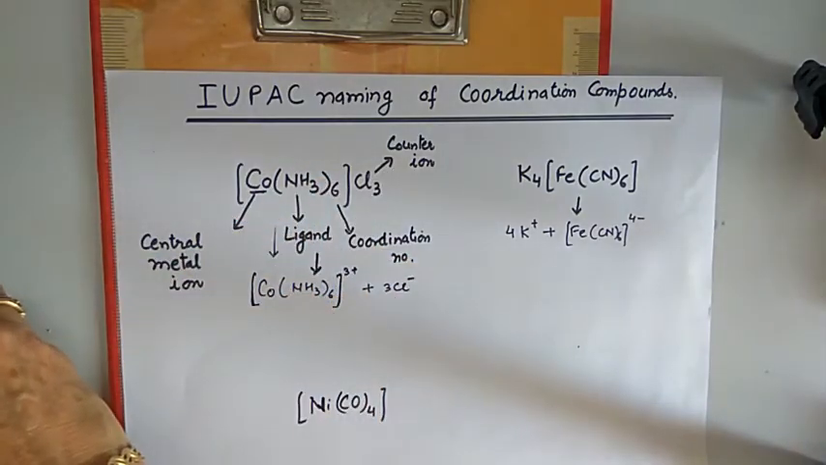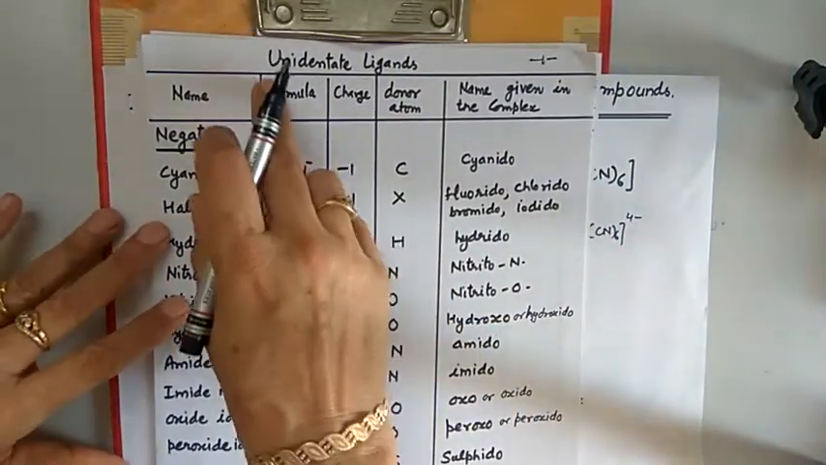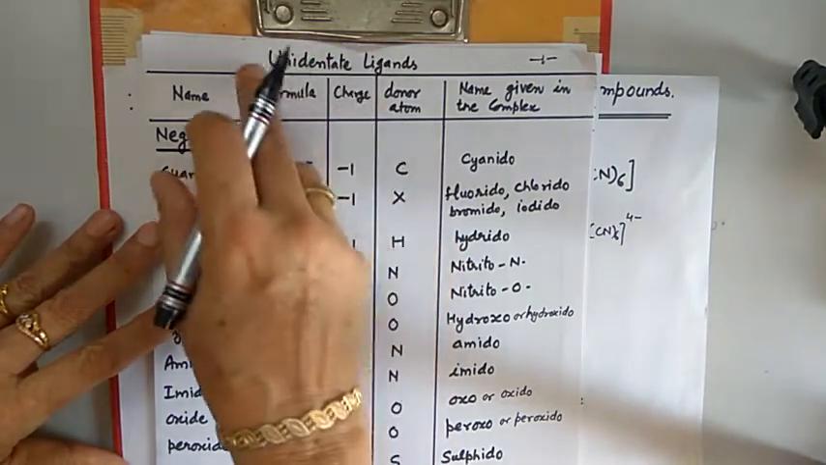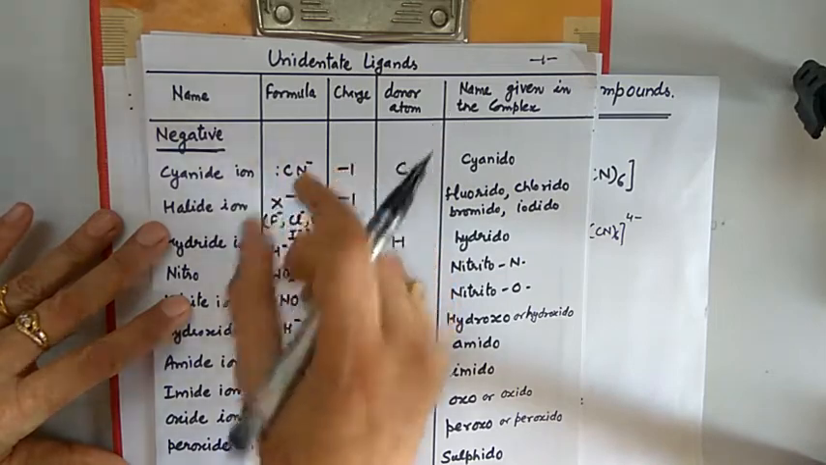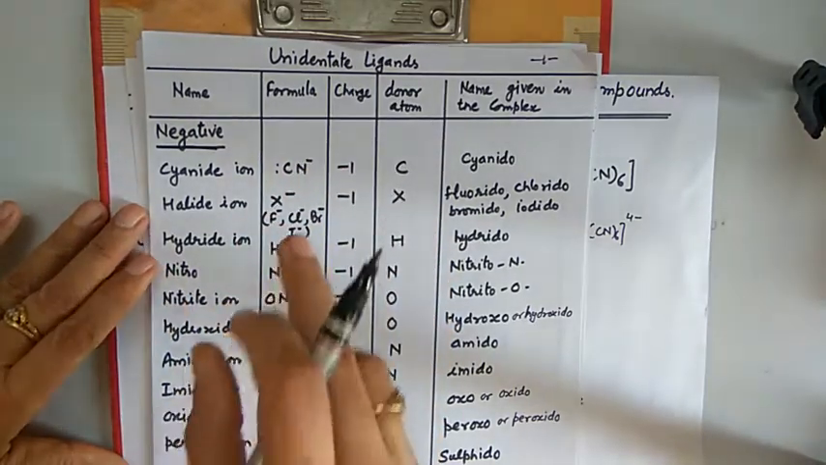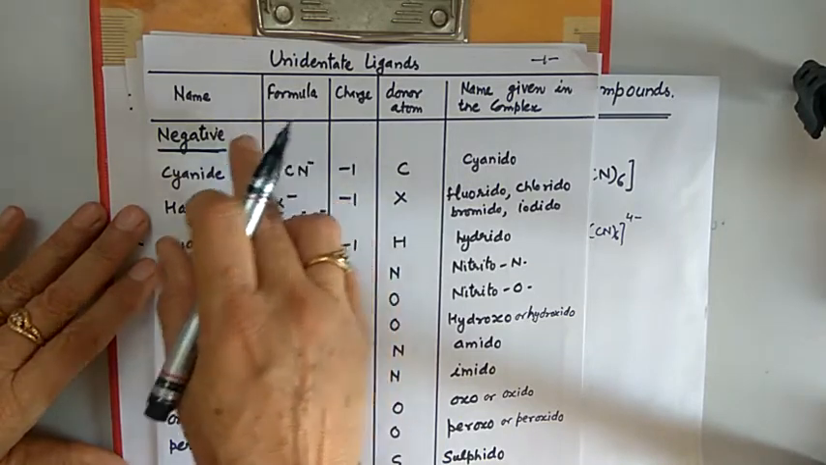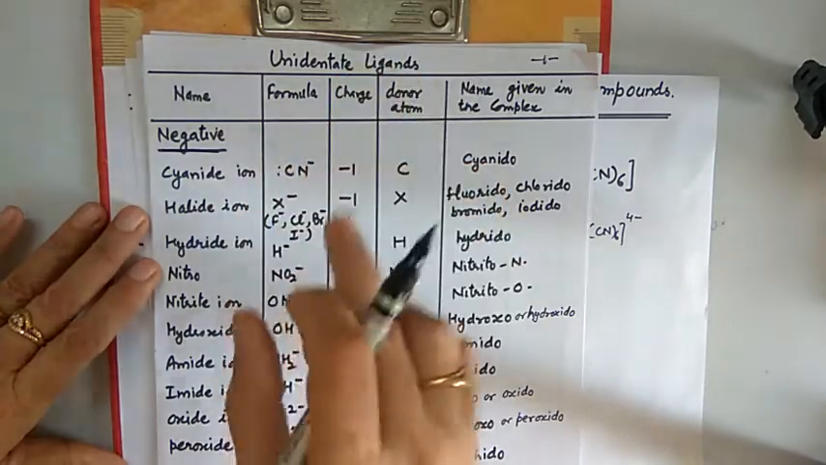Look here, I have made a simple table for you. See, this is the table in which I have used the word unidentate ligands. Unidentate ligand means in the molecule or the ion there is one donor atom, there is only one atom which is forming coordination bond with the metal ion. So they are known as unidentate ligands.